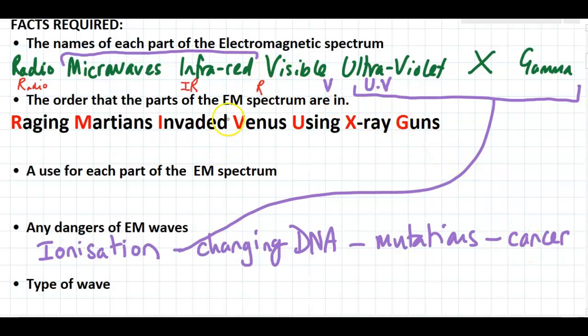Okay, it doesn't mean that there aren't dangers down here. So very bright visible light can damage your eyes. Infrared is heat, so it might burn you. You wouldn't be able to fit in a microwave, but if you did, you would damage yourself. Okay, but the biggest dangers are this ionization caused by the higher energy waves at the end.